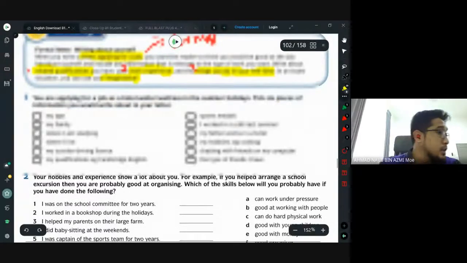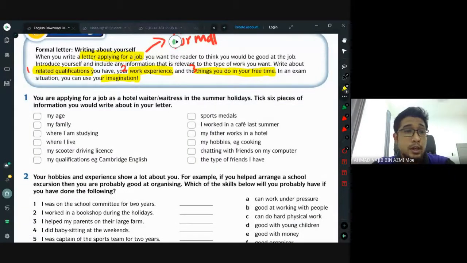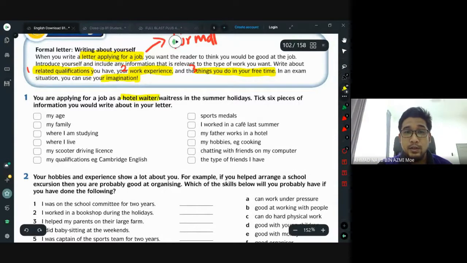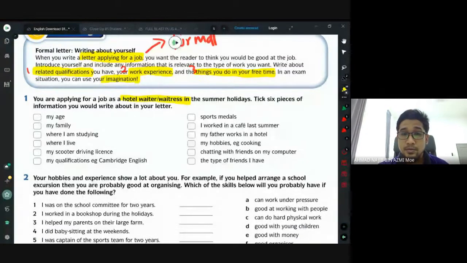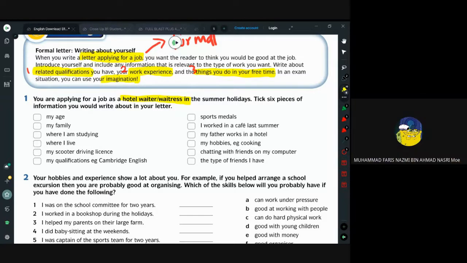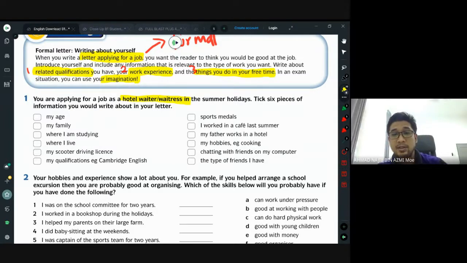Okay, let's take a look at number 1. You are applying for a job as a hotel waiter or waitress. Somebody wanted to be a hotel waiter just now. Who was it? When we were discussing just now? I think it was Faris. Faris, betul ke? Was it you? Yes, okay. So this is related to you, right?